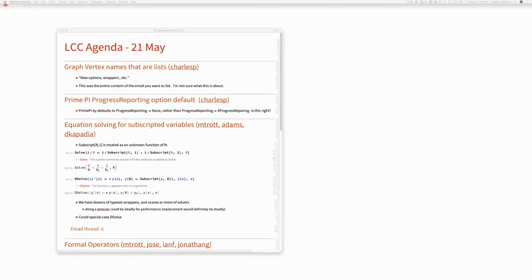Okay, to people joining this live stream, this is a Wolfram Language design review, a language completeness and consistency review, where we have a variety of topics to discuss.